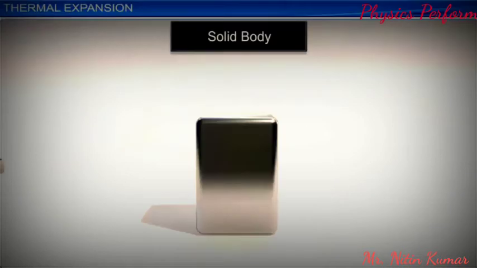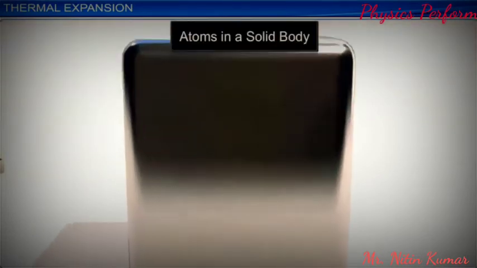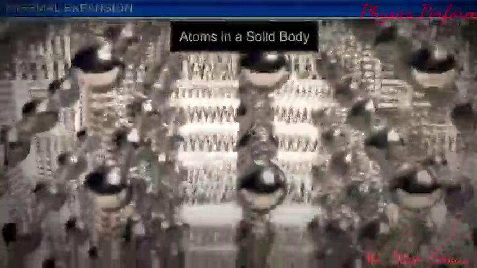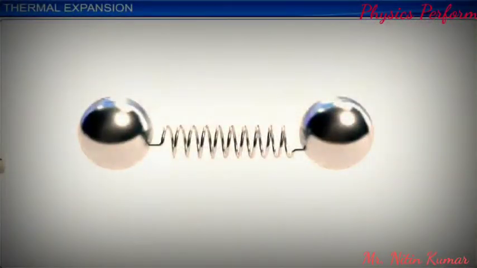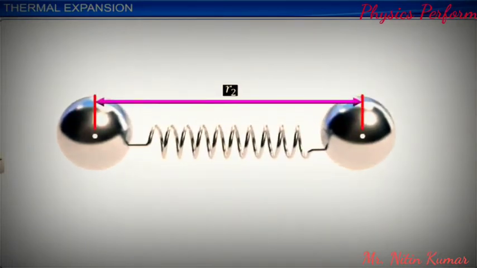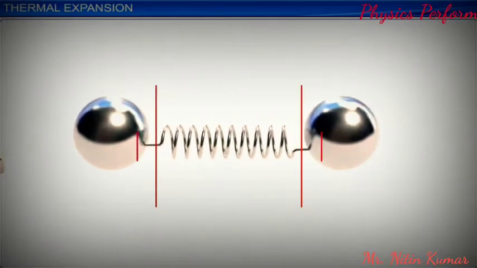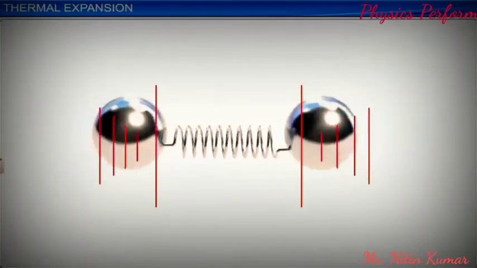Let us now look at the expansion of solids at an atomic level. In a solid, the atoms are arranged in fixed positions. Expansion of a solid indicates that the average separation between the atoms is increased. As the temperature increases, the atoms vibrate with more vibrational energy, and the amplitude of vibrations also increases.